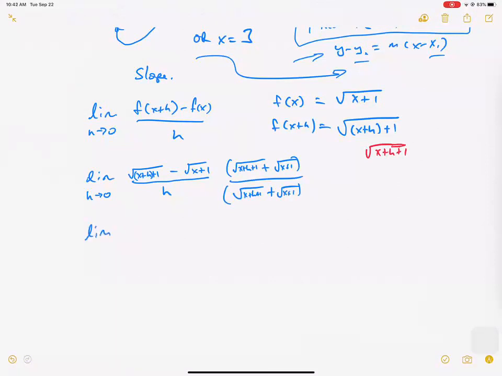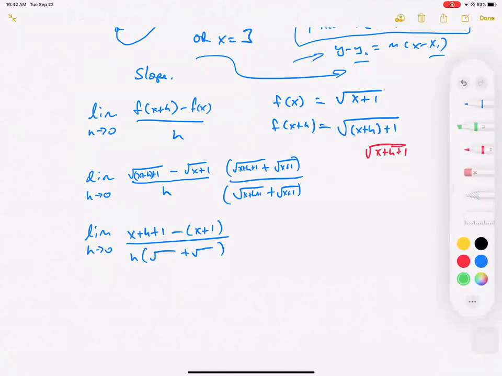We worked this out before. We're just going to go ahead and skip to the end. So it'll be x plus h plus 1 minus x plus 1 all over h, and we have a square root plus a square root. The reason why we do the conjugate is because it gets rid of all the square roots on top. Now that I got rid of all the square roots on top, we have some like terms that you guys can see are going to cancel each other out, the x's and the 1's.